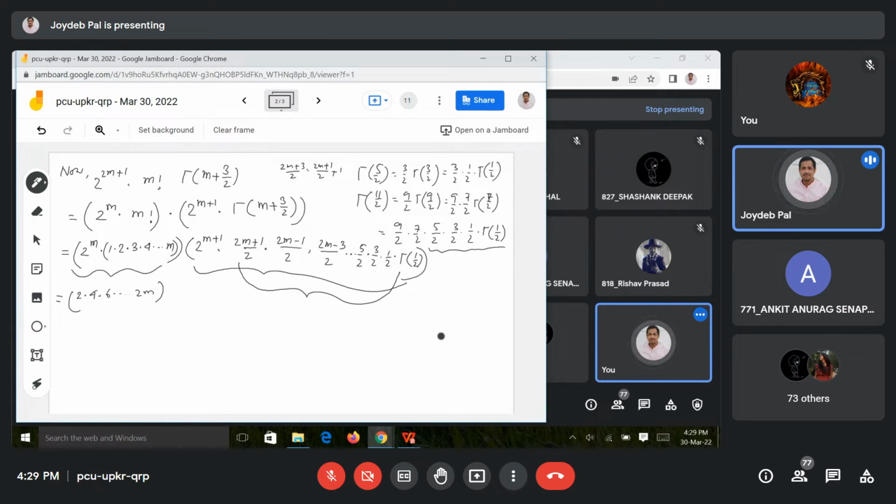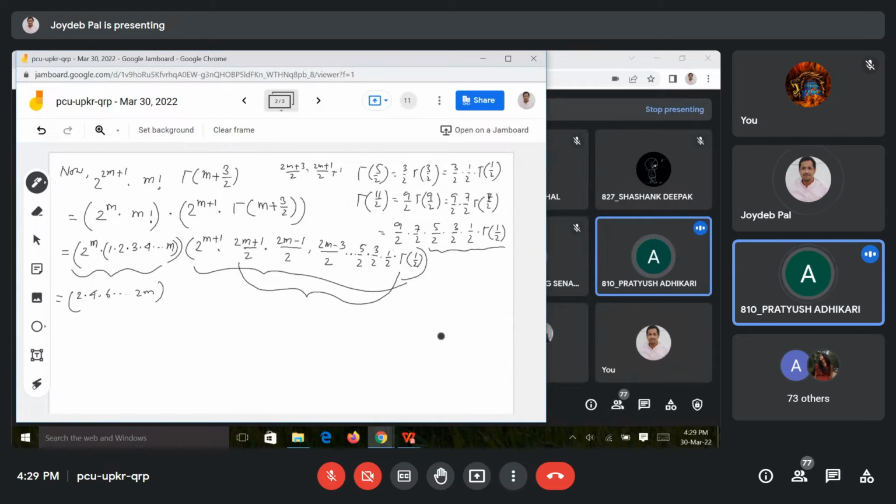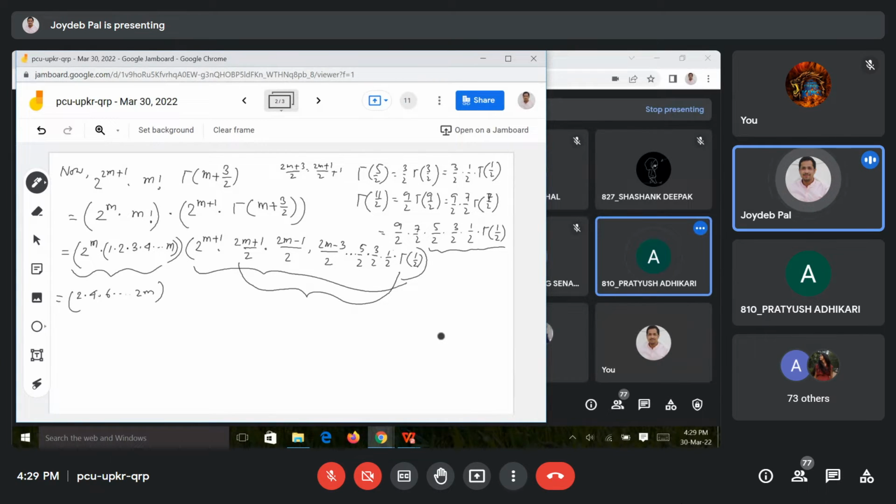How many terms are there? You just count the numerator values 1, 3, 5, 7, up to 2m minus 1, then 2m plus 1. Actually, 1 to 2m minus 1, the odd numbers: you count 1, 3, 5, 7 up to 2m minus 1. That is m. And another one, 2m plus 1, is there. So m plus 1 number of terms are there.